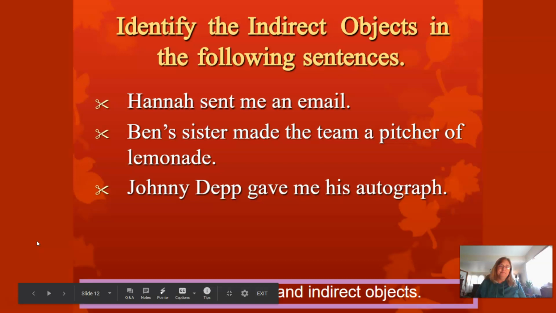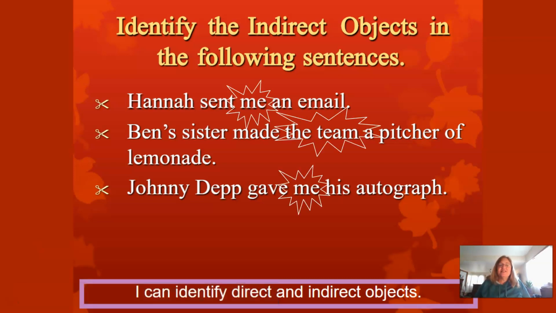Let's see how you did. Hannah sent. What did she send? She sent an email. Who did she send it to? Me. Ben's sister made. What did she make? A pitcher. Okay, not lemonade. The direct object is pitcher. Of lemonade is a prepositional phrase, and a direct object cannot be in a prepositional phrase. We're going to talk about that more in a minute.